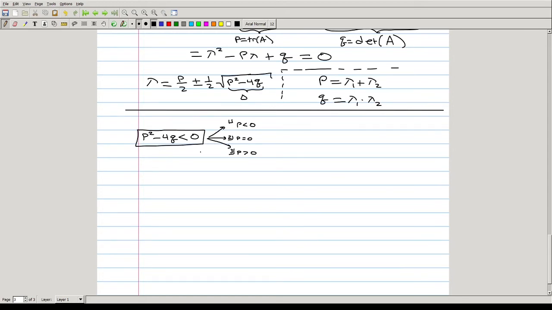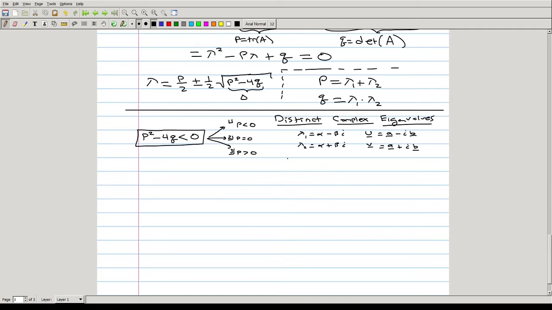When p squared minus 4q is less than 0, we have distinct, complex eigenvalues, lambda 1 is equal to alpha minus beta i, and lambda 2 is alpha plus beta i, for real numbers alpha and beta. And u is equal to a minus i times b, and v is a plus i times b, as the eigenvectors corresponding to those distinct eigenvalues.